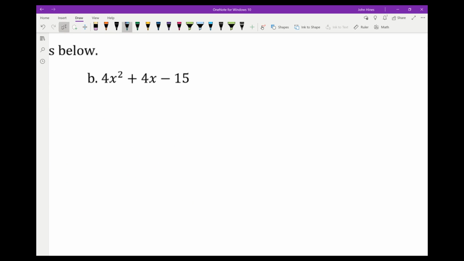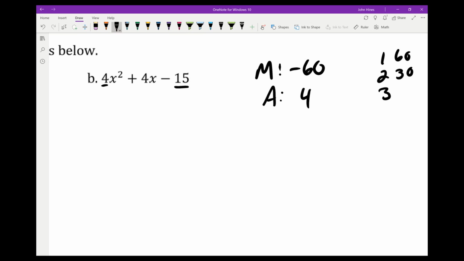All right, so I can't divide it. There's no GCF, so let's use the AC method. What multiplies to negative 60, a times c, that adds to my middle term of 4? So 60: 1 and 60, 2 and 30, 3 and 20. I like to go in order just so I don't miss any values. I think that's it.